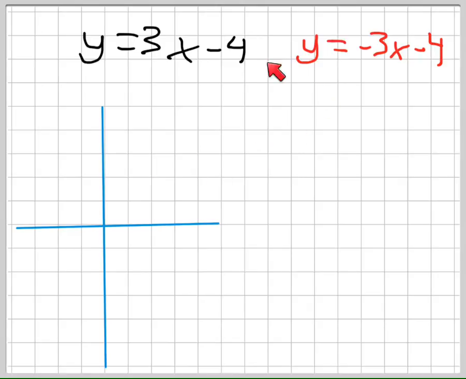So on your first graph, I want you to graph these two lines on the same graph. Go ahead and graph both of those on the same one. y equals 3x minus 4 and y equals negative 3x minus 4. Graph both of those on the same one.